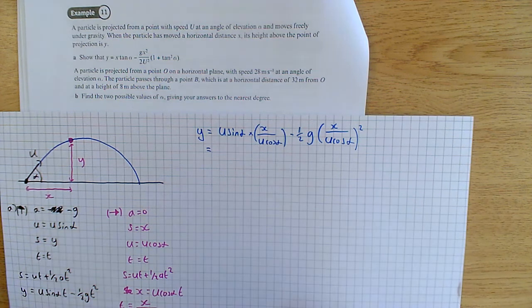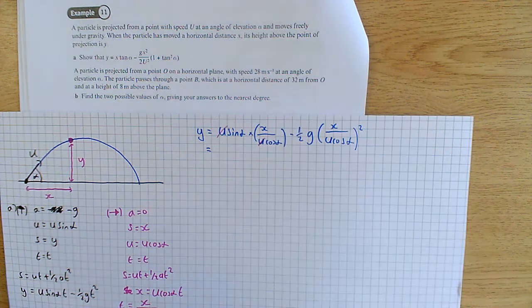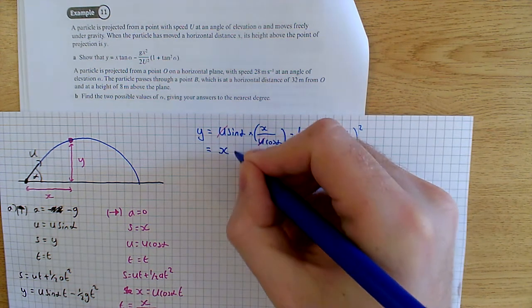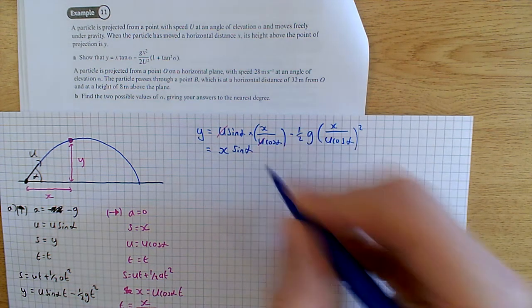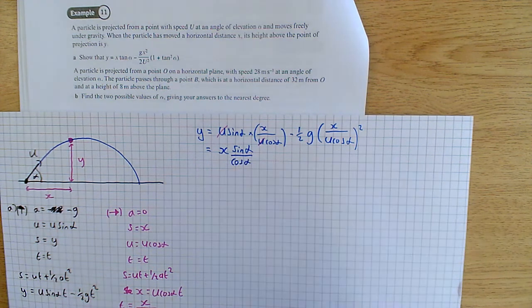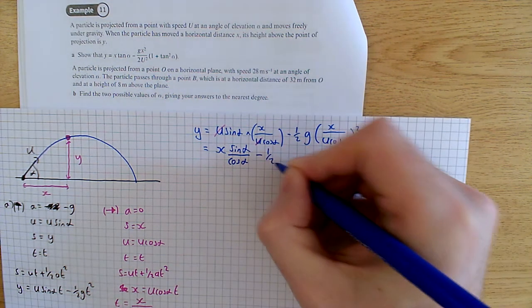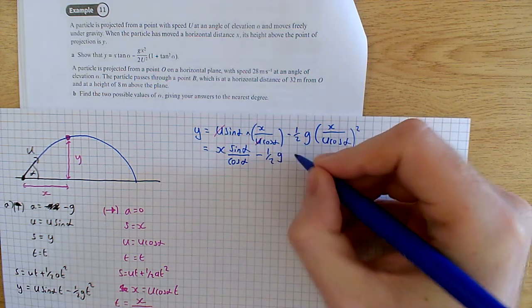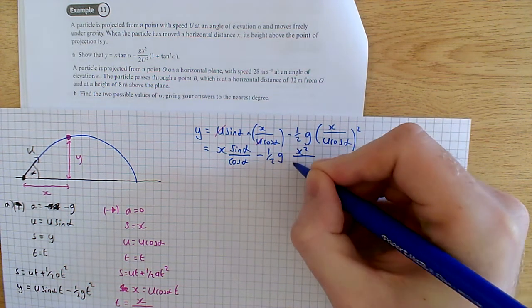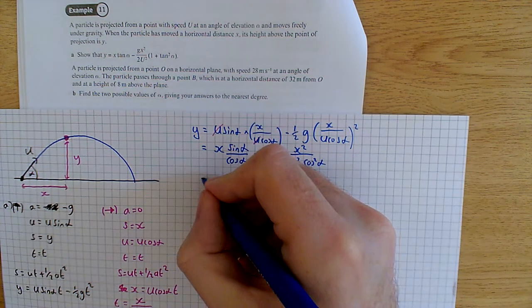Well, firstly we look at this bracket. We can see when we multiply them together there's a u on the top and there's a u on the bottom. So they will cancel very nicely. And we're left with x sine alpha and then over cos alpha. So I'll just write the over cos alpha with a sine alpha because we can see what's going to happen there hopefully. Then on the other one I'm going to square everything. So minus a half g x squared over u squared cos squared alpha.